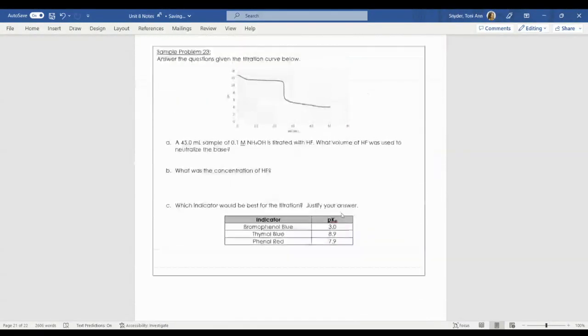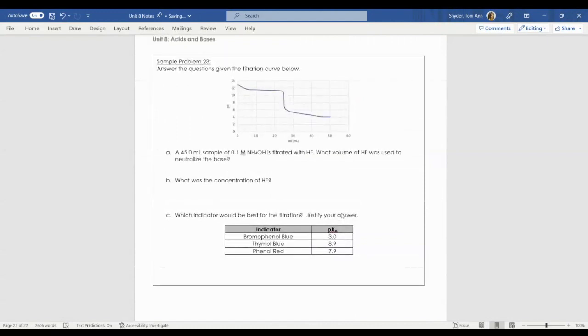Last one right here. Answer the questions given the titration curve below. It says a 45 milliliter sample of 0.1 molar ammonium hydroxide, which is a weak base, is titrated with hydrofluoric acid, which is a weak acid. What volume of HF was used to neutralize the base?